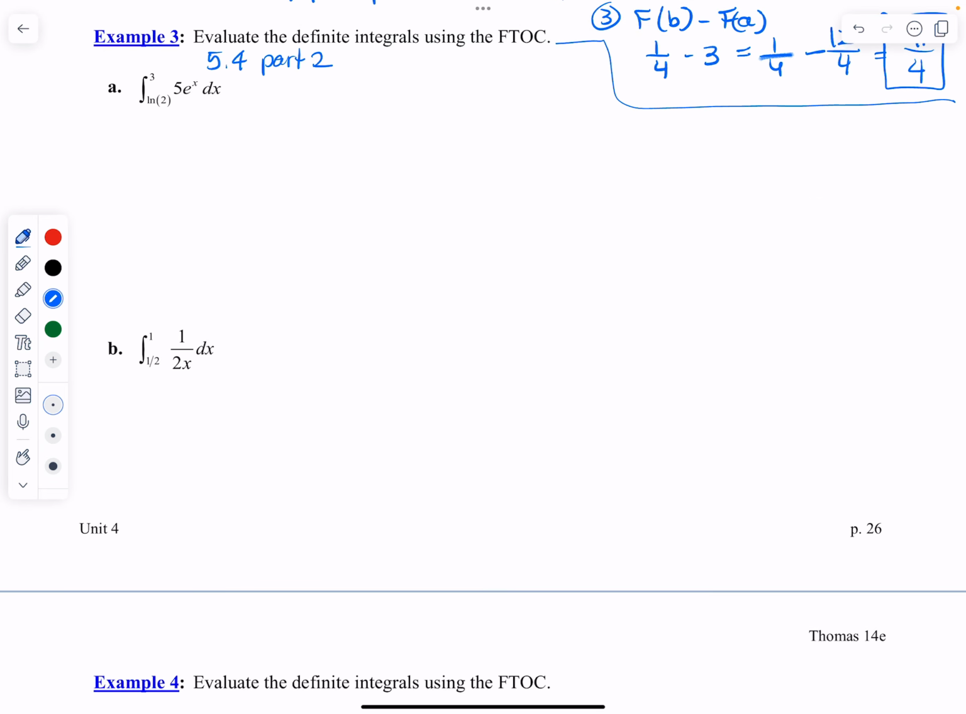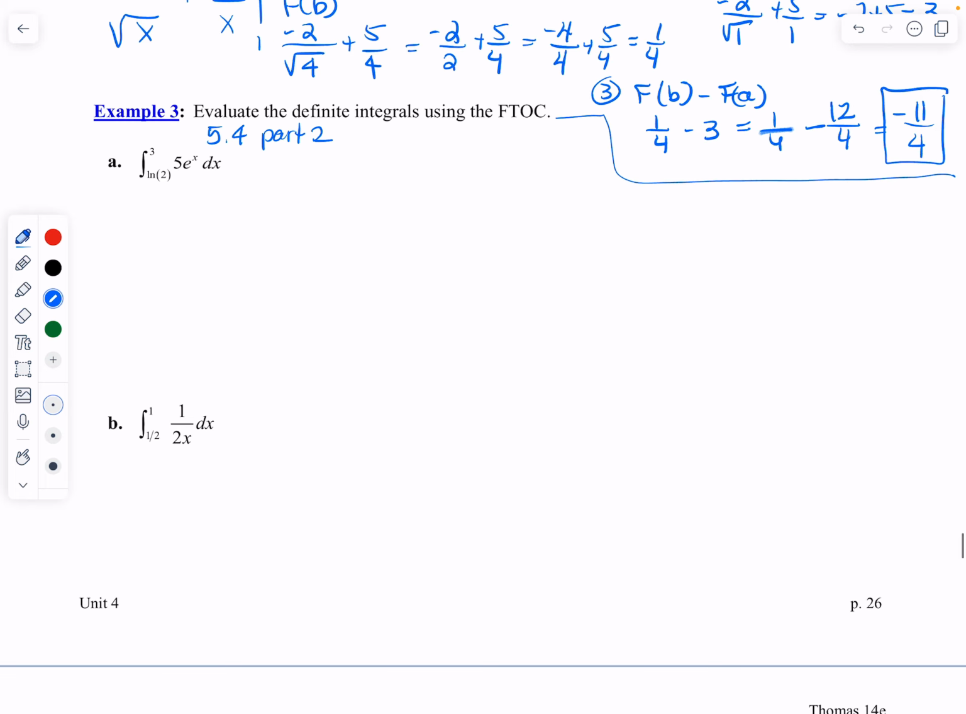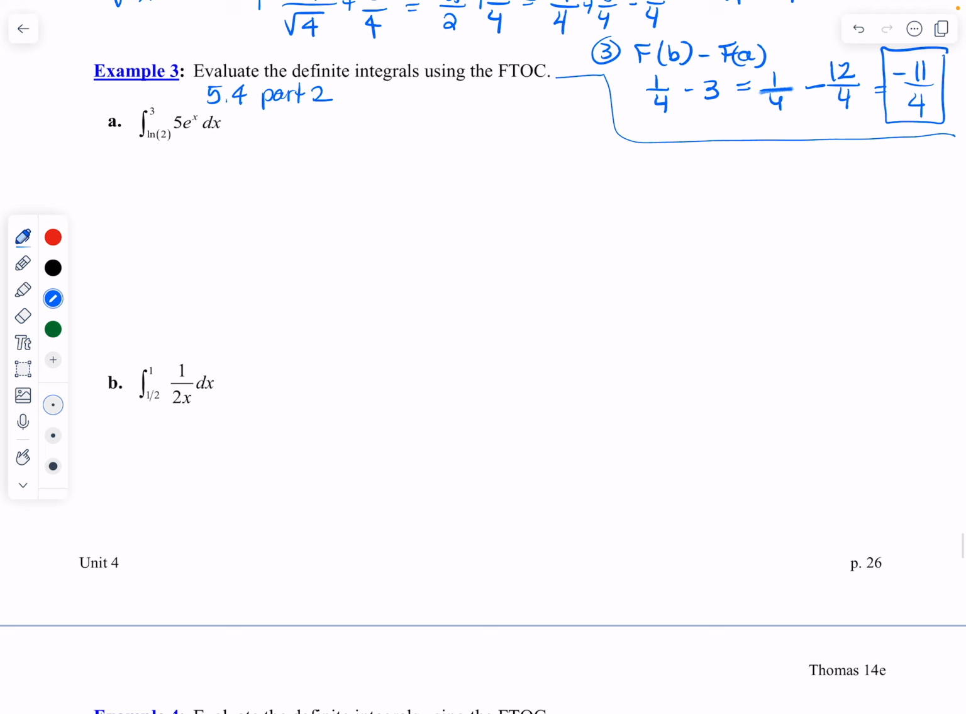So this is the fundamental theorem of calculus part 2. If you did not watch part 1, please go back and do so. So we're continuing on with these examples, and the directions for example 3, parts A and B, say to evaluate the definite integral using the fundamental theorem of calculus. Okay, so first things first, we've got to find the antiderivative.